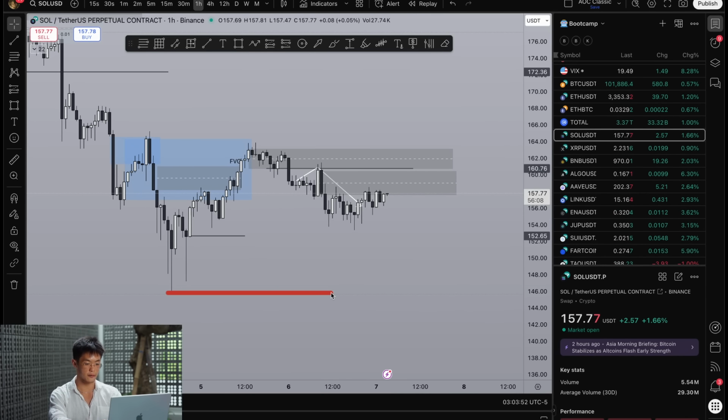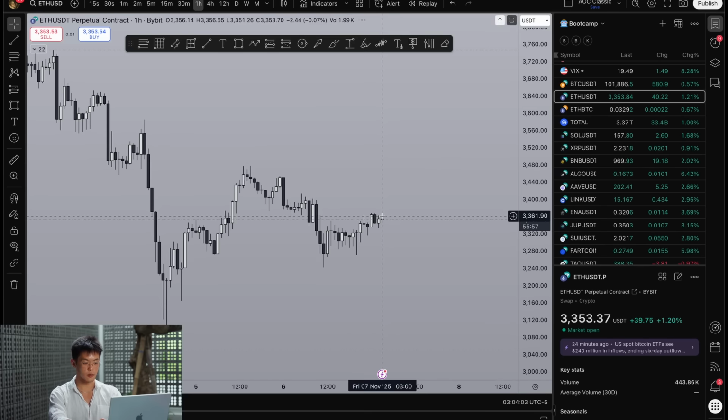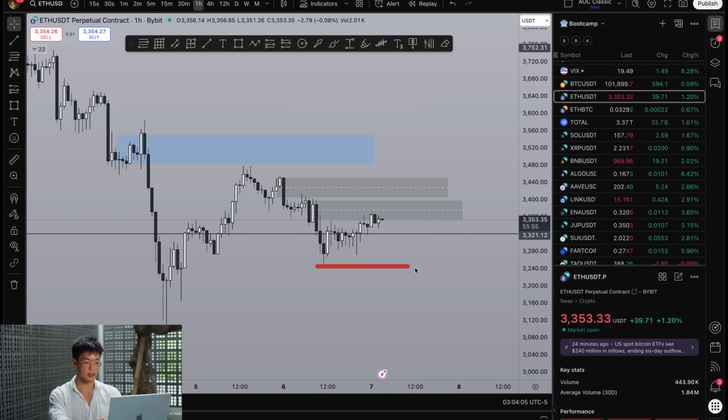This seems to be a very worthy target at 146. I'm saying that it can hit it today, but if it does, that's going to be a cue for you to just close your positions, because that's going to be a pretty large move. In terms of Ethereum, let's talk about the targets real quick as well. This is going to be target number 1 at 3240, and then the other one is going to be right here at 3060.